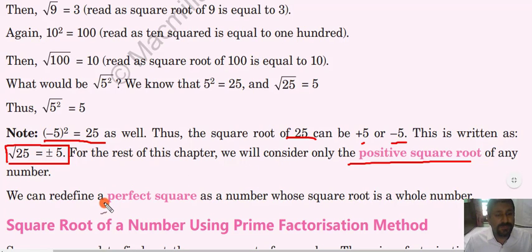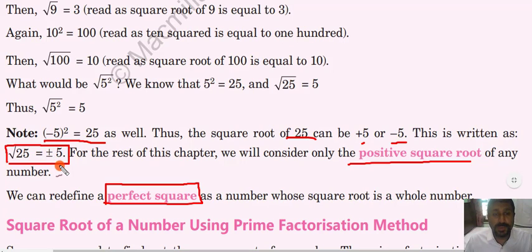Now we can redefine the perfect squares. Another term is coming up here. A perfect square is a number whose square root is always a whole number. Whenever we get the square root of any number as a whole number, we say that it is a perfect square. Like the numbers we can see above, the number 9, the number 100, the number 25, we are always getting a whole number.